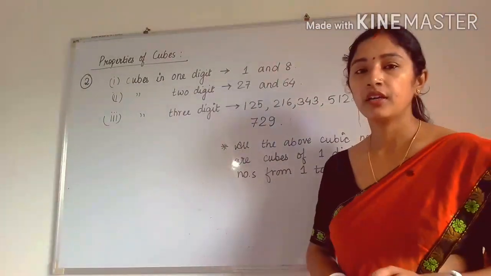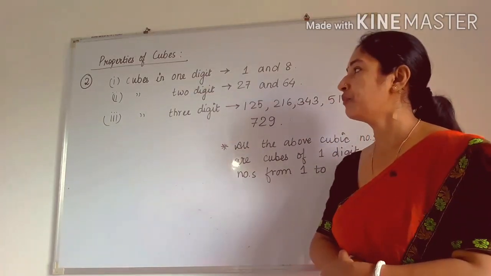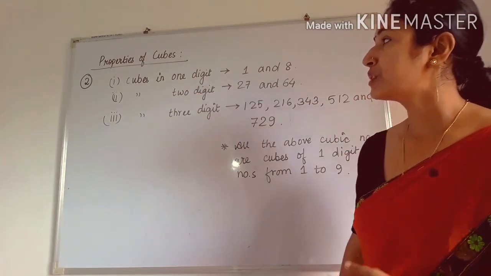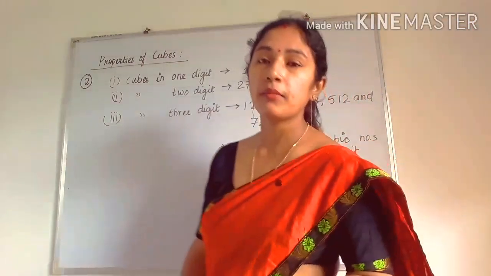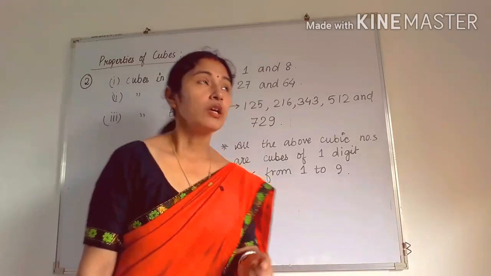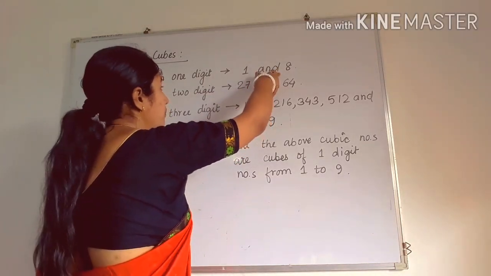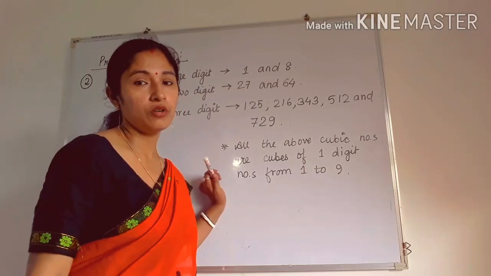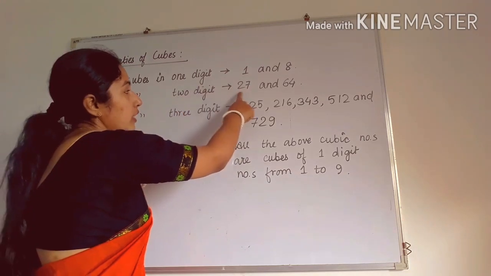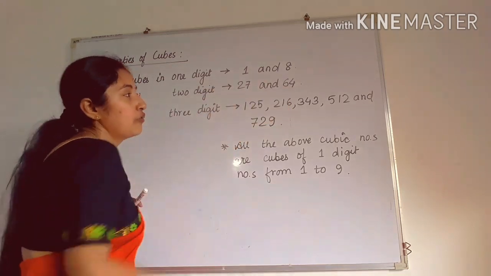So the next property, according to the book, is the 6th property. I have written it as the second property because I am writing briefly. You can easily understand it. See what is in number 2: cubes in 1 digit. There are only 2 numbers: 1 is the cube of 1 and 8 is the cube of 2. So these 2 numbers are 1-digit cube numbers. There is no other 1-digit cube number. Similarly, cubes in 2 digits will be 27 and 64. 27 is the cube of 3 and 64 is the cube of 4.